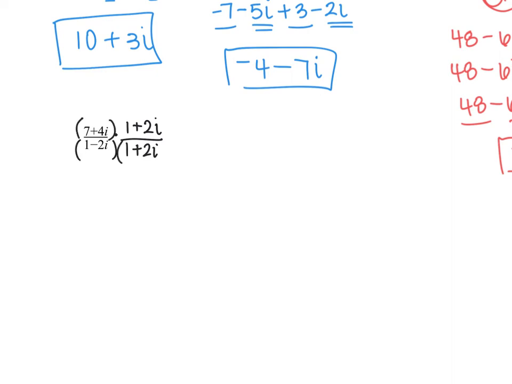Then I'm going to put everything in parentheses so I can use the distributive property to multiply like we did in our previous example. So 7 times 1 is 7. 7 times 2i is 14i. 4i times 1 is 4i. And 4i times 2i is 8i squared.